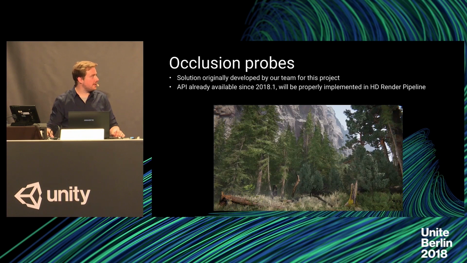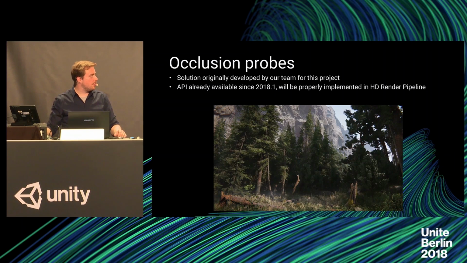So here you can see the scene without any occlusion probes. Basically all the trees in this scene have one lighting information for the whole height of the tree, and so they look kind of flat. And then when you add the occlusion probes, it really brings this depth in the lighting of the scene. So yes, this solution is in this project. It will be integrated later in Unity properly, but you can already use our solution in your project if you want to look at it.